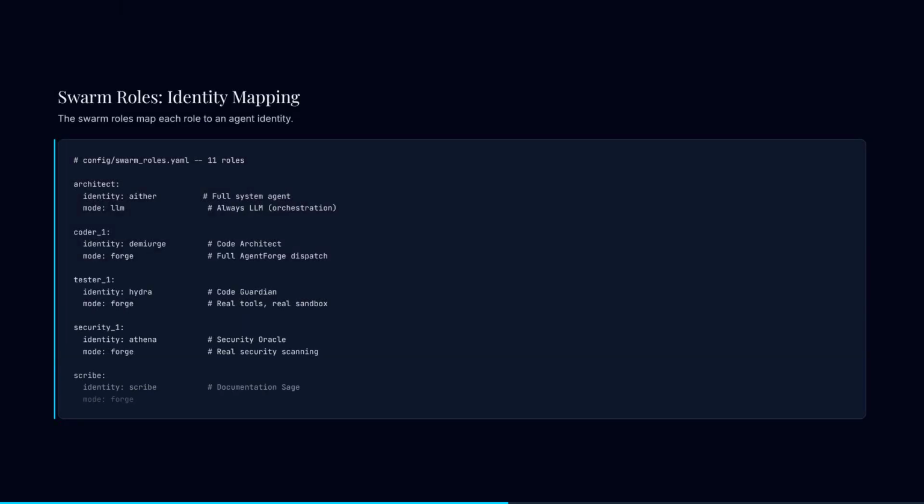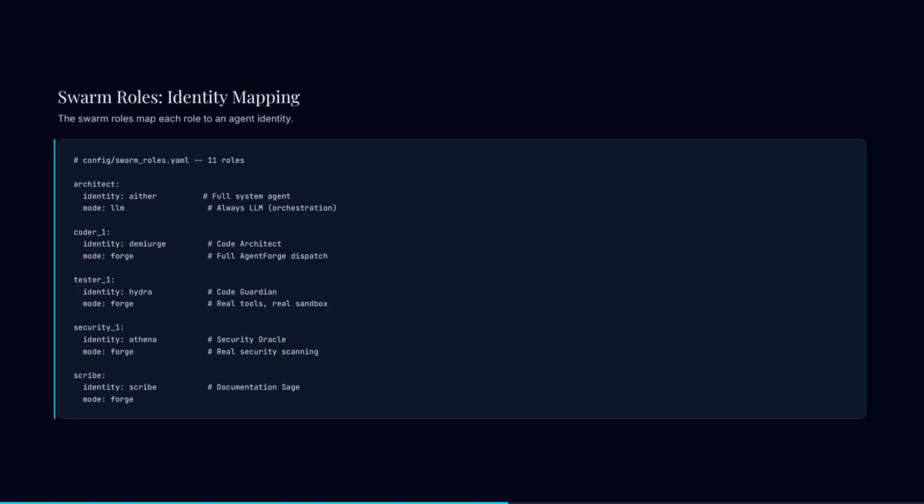Swarm roles, identity mapping. The swarm roles map each role to an agent identity. The architect runs in LLM mode. Bare LLM calls for orchestration. Coders map to demiurge and run in Forge mode. Full agent Forge dispatch with real identity, real capabilities, real tool access.